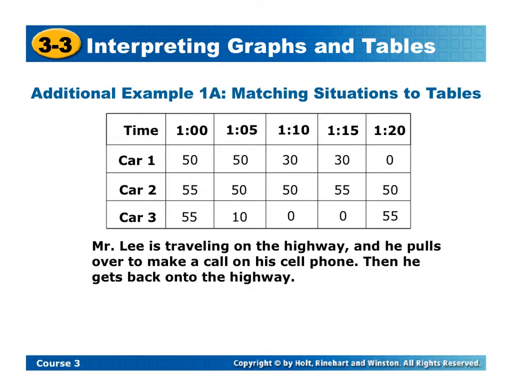So for this first situation, we have Mr. Lee is traveling on the highway and he pulls over to make a call on his cell phone. Then he gets back onto the highway. So if he's pulling over, we want to assume that he is stopped, but then he continues back on the highway. So we'd want to look for a situation where he's driving, and then we see this speed slow down and stop, and then go back up again. So in this case, that would match with him being car 3. Because if you look at this, we can see that he's driving, he slows down, he stopped for a little bit, and then he's driving again.